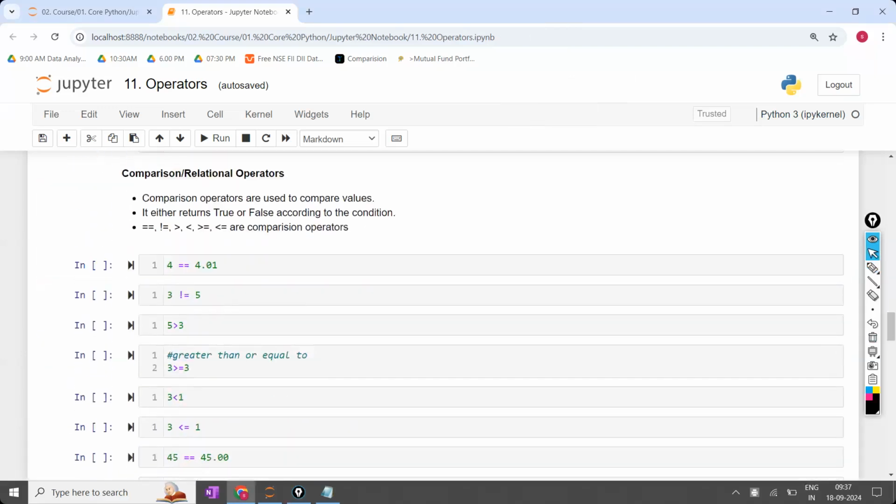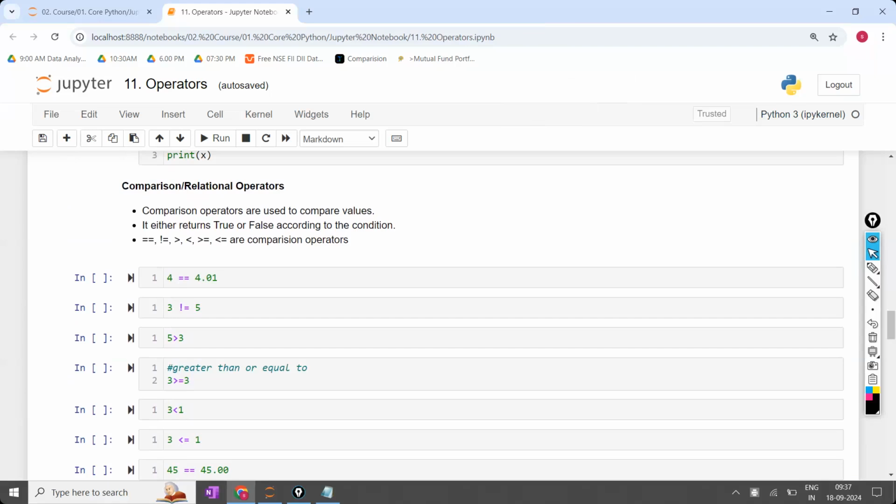Next, come to the comparison operator. Now you are comparing two different values, not the data types, values. So 2 and 2.0, whether they both are the same: data type wise both are different, value wise both are the same.